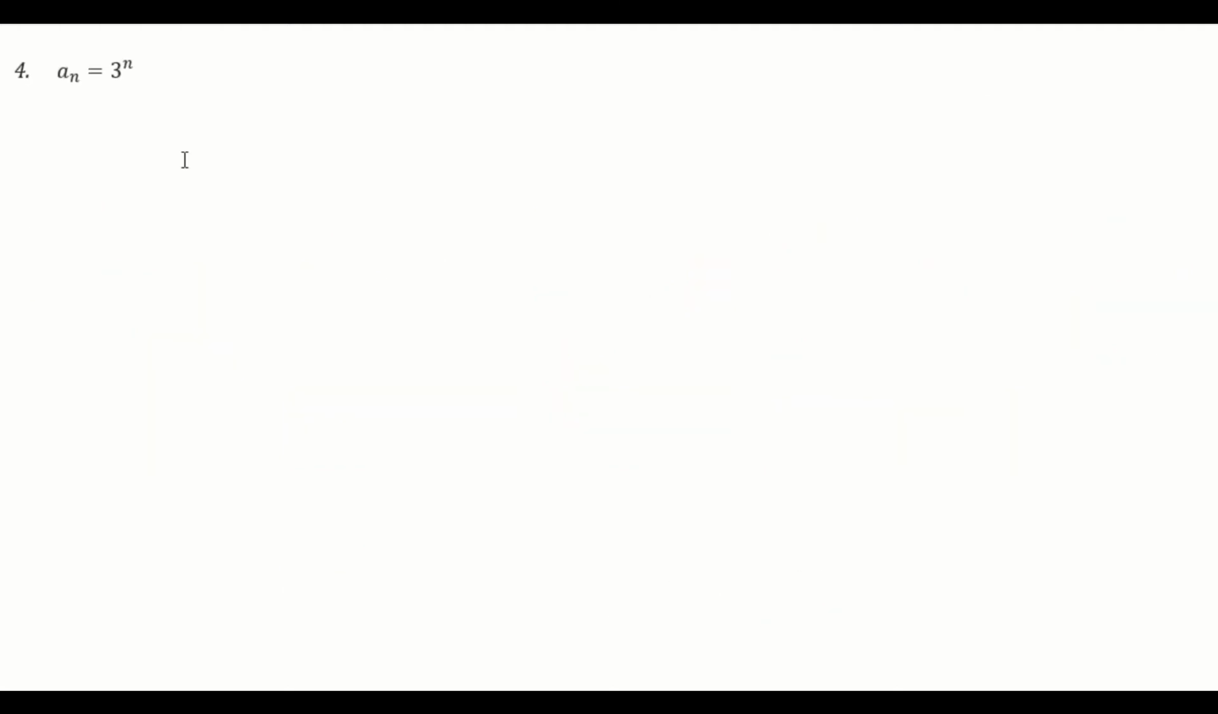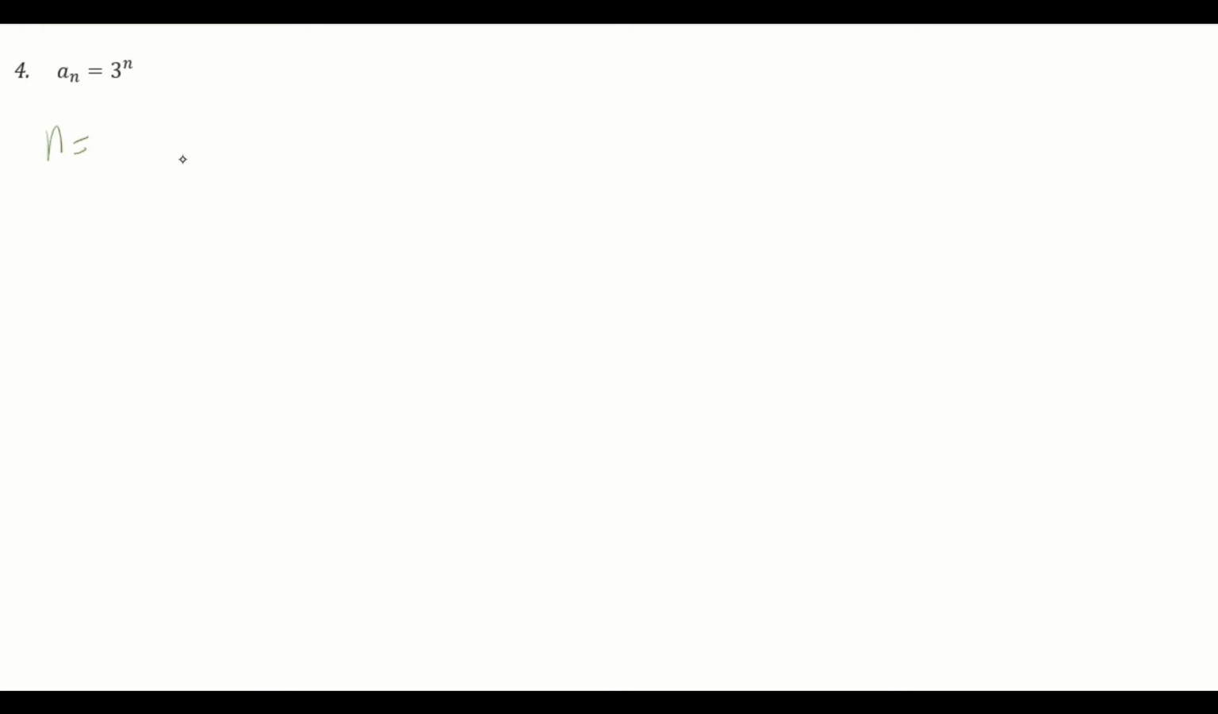For our item number 4, our general term is a sub n equals 3 to the power of n. Same thing with what we did for the first 3 items of this activity. We substitute 1 to get our first term, substitute 2 to get our second term, substitute 3 for our third term, substitute 4 to get the fourth term, and 5 to get the fifth term to the variable n.